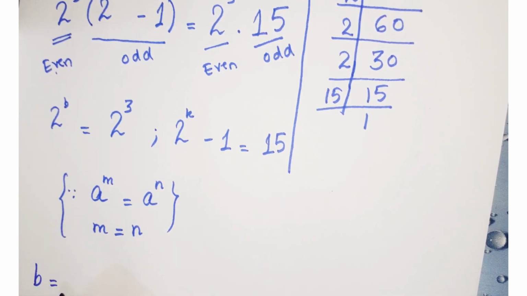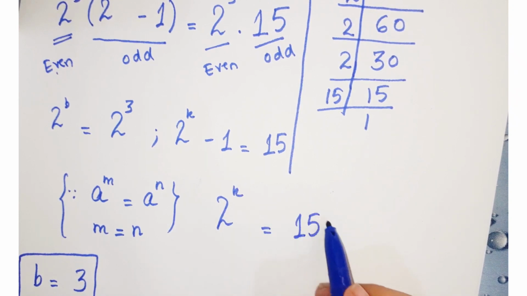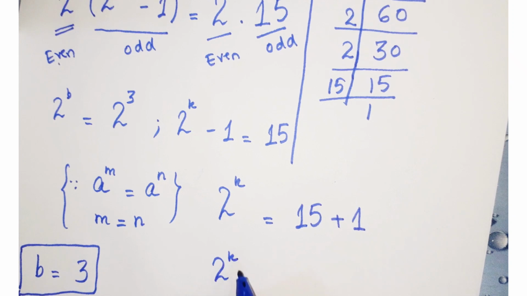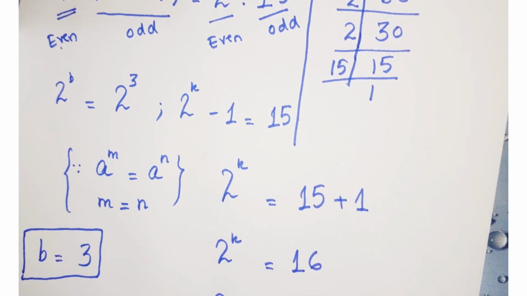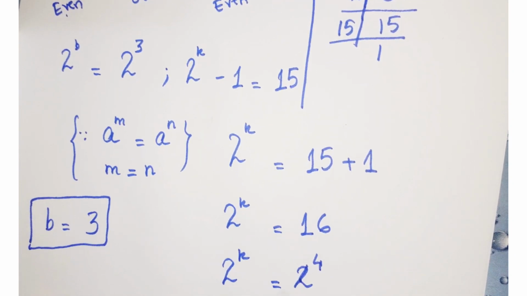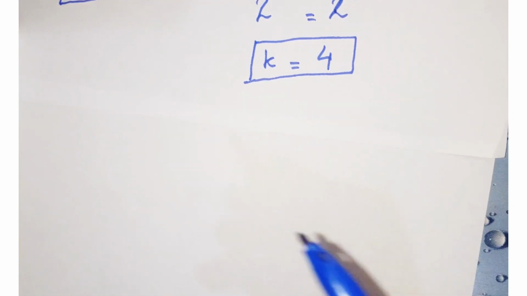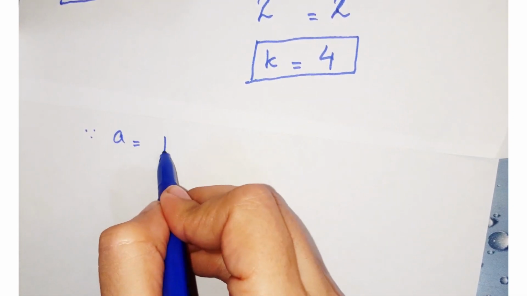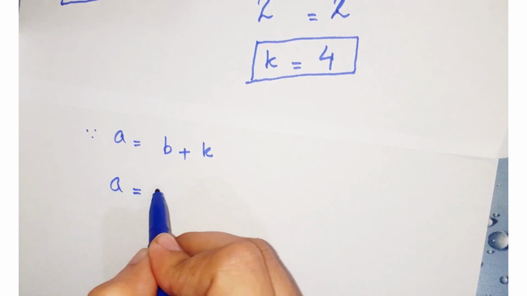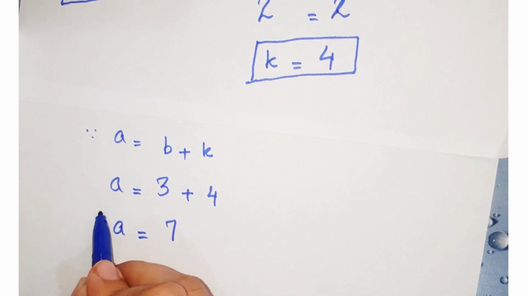So we can say here b is equal to 3, right? And now this is 2 to the power k, this 15 plus 1. Here 2 to the power k is equal to 16, or you can say 2 to the power k is equal to 2 to the power 4. Again you have the same base, so you can just equate their exponents. So we have k is equal to 4. Now since we have a is equal to b plus k, b is 3 and k is 4, so a is equal to 7, right?